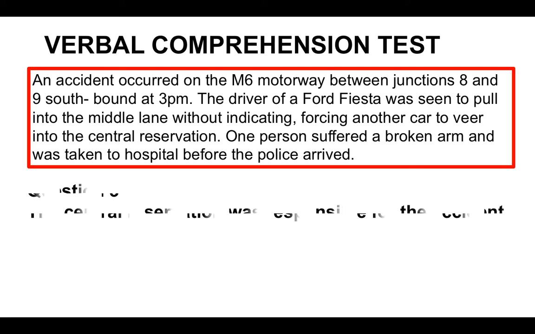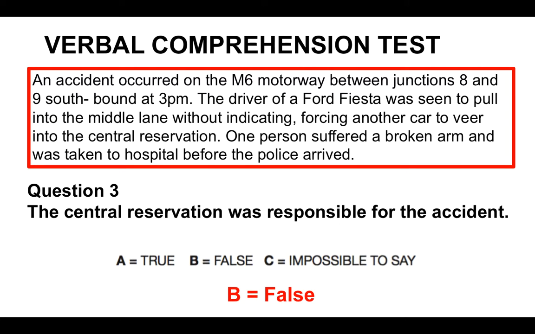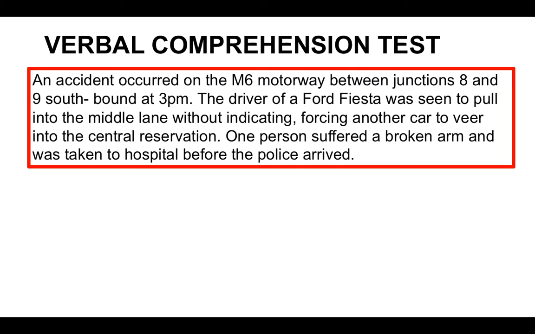Let's take a look at another question. Question 3, same passage. The central reservation was responsible for the accident. Or was it? We don't know, do we? Well, actually, we do know because it says the driver of a Ford Fiesta was seen to pull into the middle lane without indicating. So that's what caused the accident. Therefore, the correct answer is false, because we've been given that information that allows us to answer the question.